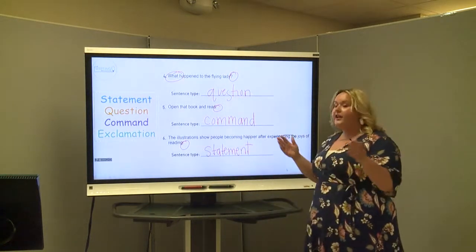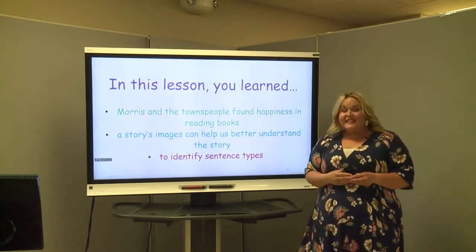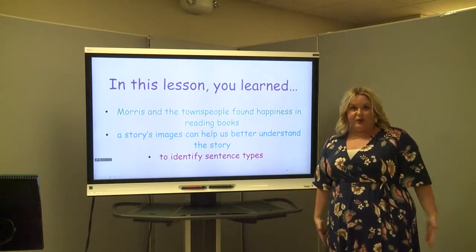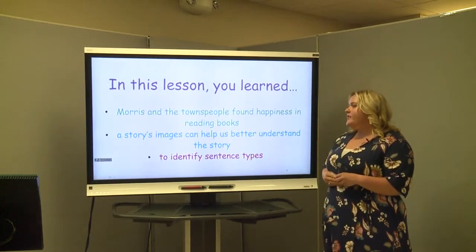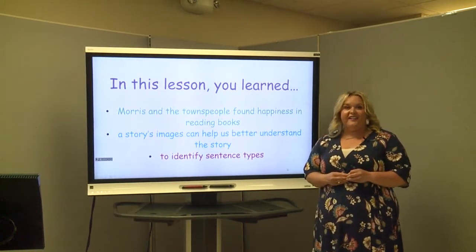Awesome job. So you're an expert at identifying sentence types now. Good job. All right, so in this lesson today, you learned that Morris and the townspeople found happiness in reading books. You learned that a story's images can help us better understand the story. And you learned to identify sentence types.